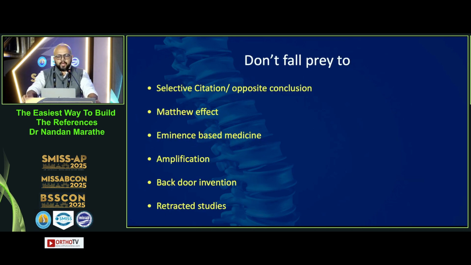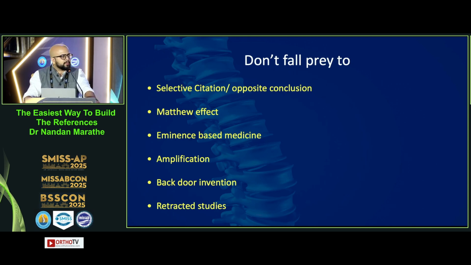So do not fall prey to some of these common errors in citations. So the first is selective citation or citation bias. So this error is when you only cite those articles which have findings that are similar to yours. So those that have positive results only will give probably a wrong idea to the reader. And the second error is opposite conclusion, wherein you directly cite an article that has a conclusion which is exactly opposite to what you are trying to say.